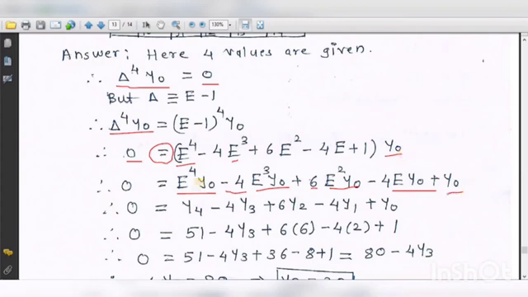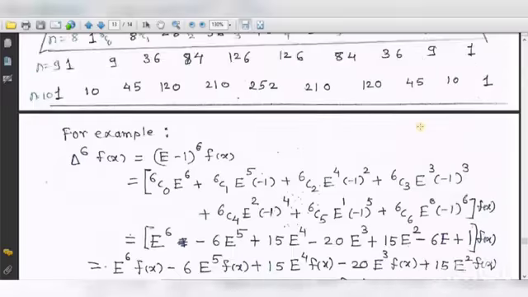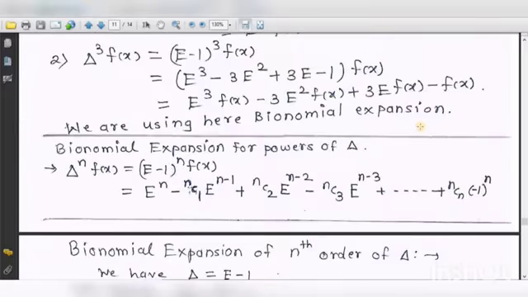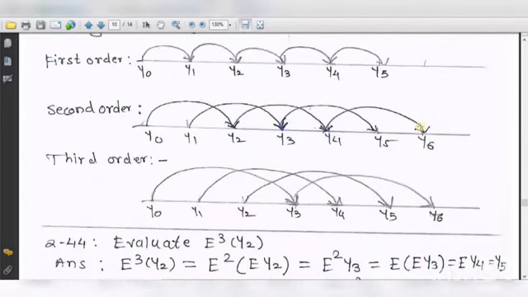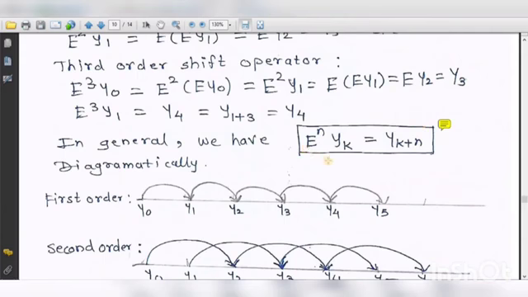Now we have seen the formula for E raised to n. So again I can show you that formula here, the general formula which we have written for this. What is this formula? E raised to n yk equals y(k plus n). Here k is the suffix of y and n is the order of the operator.